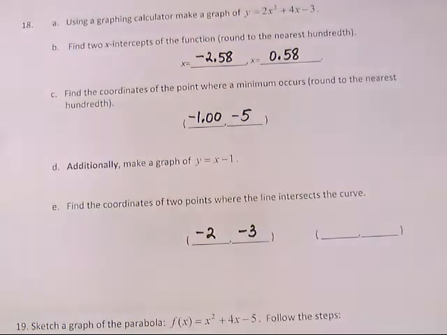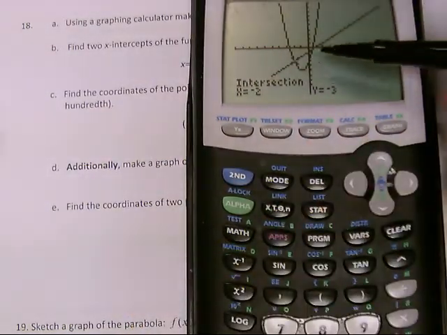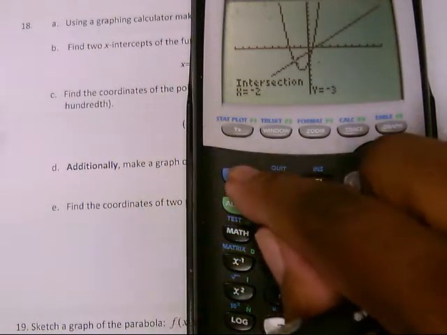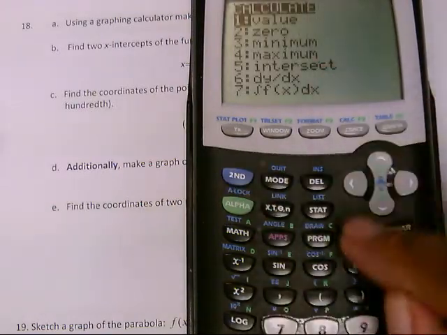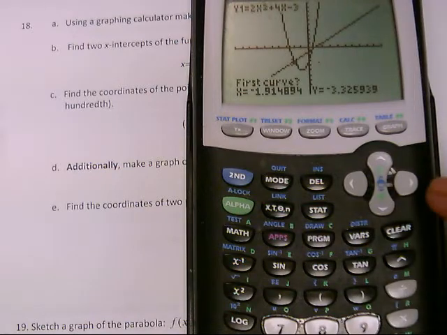Negative 2, negative 3 is the first point of intersection. Now we need to find this other point of intersection, which is about right here. So again, second, trace, and then select menu item number 5 for the intersection.